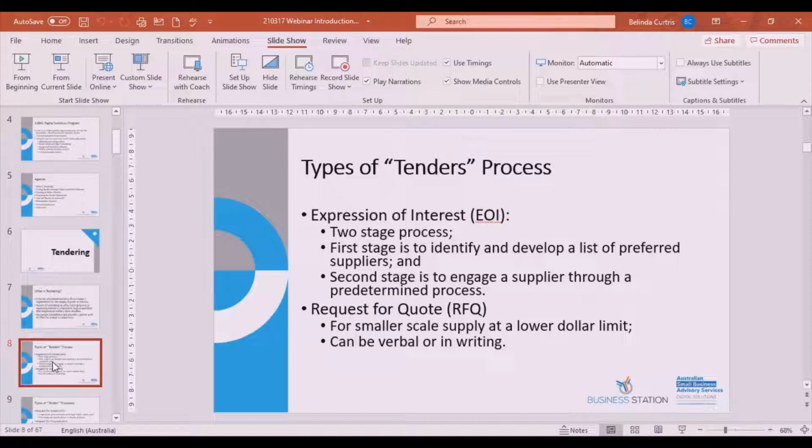Request for quote, RFQ, generally lower dollar value. I mean, it can be verbal or in writing, so it could be within the buying policy. Ring up and get 3 quotes for something worth $1,000. It could be something worth $100,000. In state government in WA, for example, anything over 250,000 is regarded as a request for tender. It has to be publicly advertised. In local government, anything over $150,000 is a tender and has to be publicly advertised.